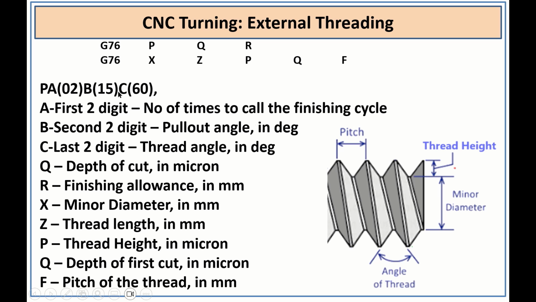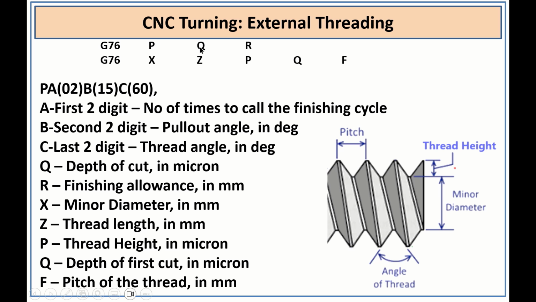So then again C is nothing but the last 2 digits. This is the thread angle, these are in degrees, that is 60. This thread angle is usually 60, sometimes it may be 56, or sometimes it may go to 65. So whatever the angle is, we need to mention it here. So that is the first parameter P indicates here.